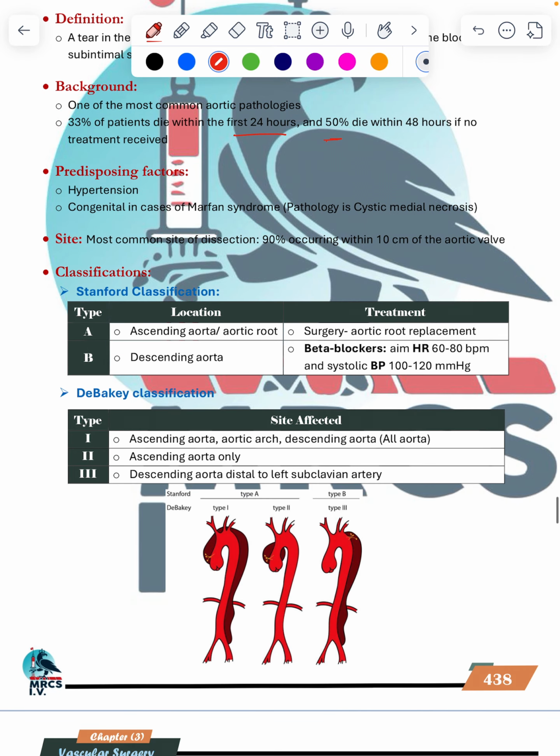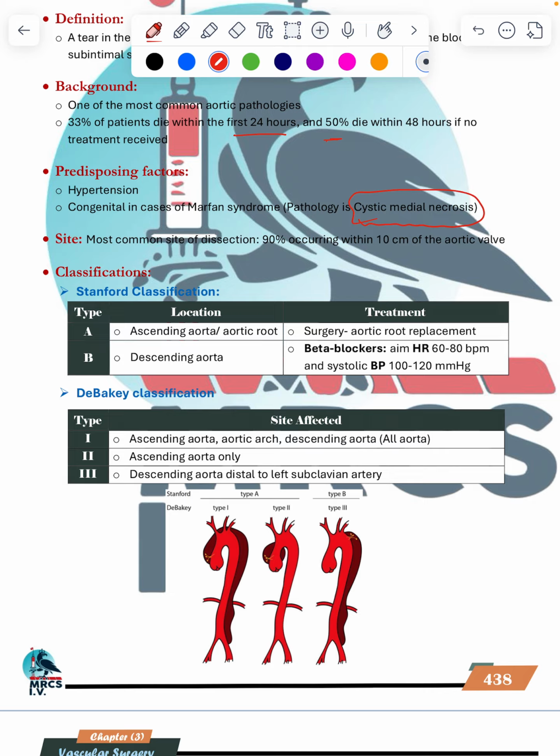What are the predisposing factors? If the blood pressure increases, that is hypertension, there is a lot of pressure inside, which puts pressure on the walls. And in congenital cases like Marfan syndrome, the pathology is cystic medial necrosis. So there is necrosis in the medial wall. The medial wall contains the elasticity; basically, it gives the elasticity. If there is necrosis, then the intima is torn there.